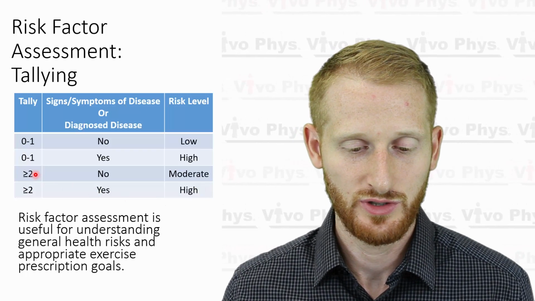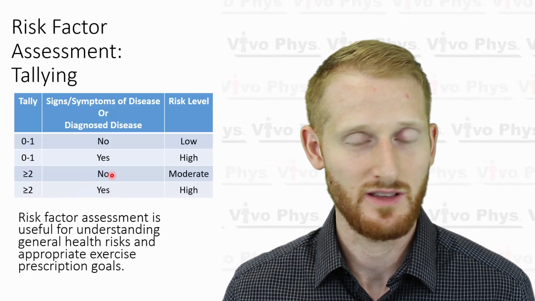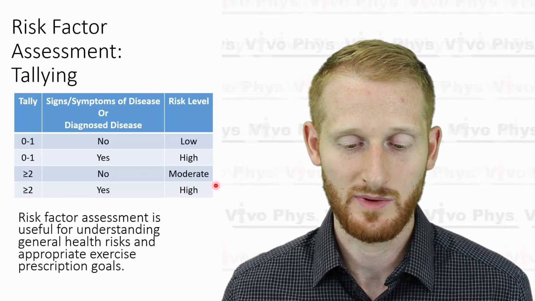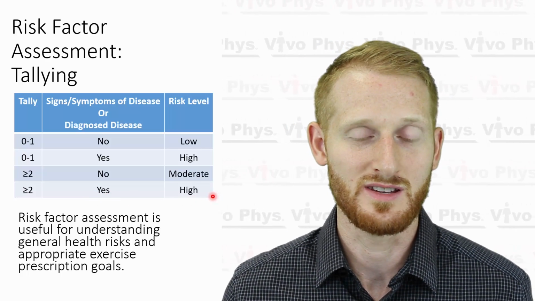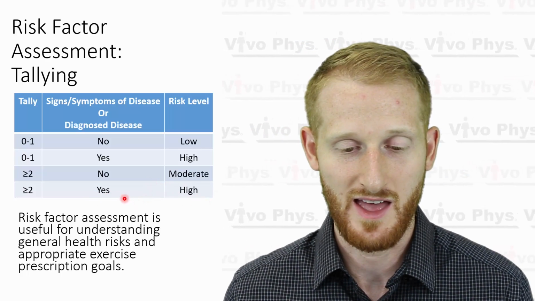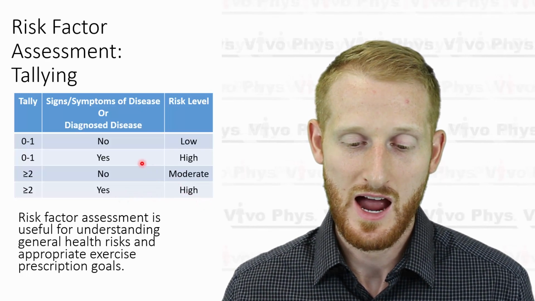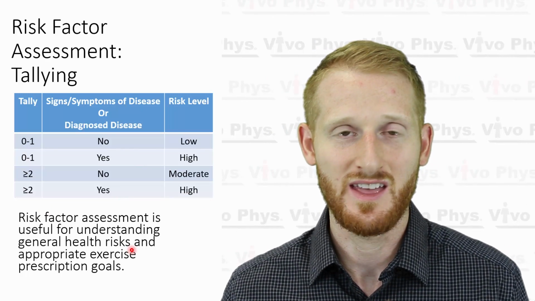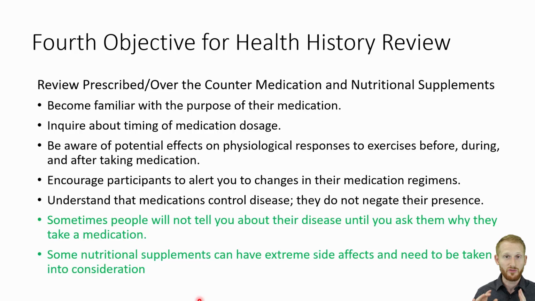If they have 2 or more risk factors and they do not have a sign or symptom, they have a moderate risk of developing disease. If they do have a sign or symptom, again, they're automatically high risk. So, if they have a sign or symptom or diagnosed disease, they're automatically high risk. So, in either scenario, no matter how many risk factors they have, if they have signs, symptoms, or diagnosed disease, they're automatically high risk. All right, so the fourth objective now.